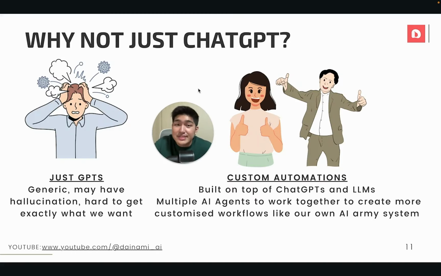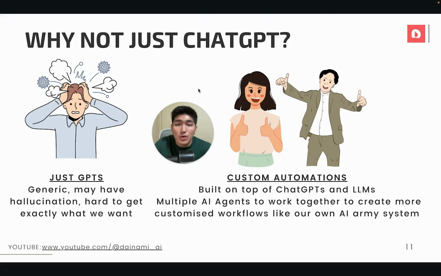So of course, I believe many of you would then ask the question, why not just use ChatGPT or one of those paid AI applications out there? Now, firstly, of course, ChatGPT is super amazing, but ChatGPT, just being a single large language model, can't necessarily be customized specifically to your direct needs in your specific industry, right? It may be generic and it may hallucinate, and it's hard to get exactly what we want in the specific format that we want.